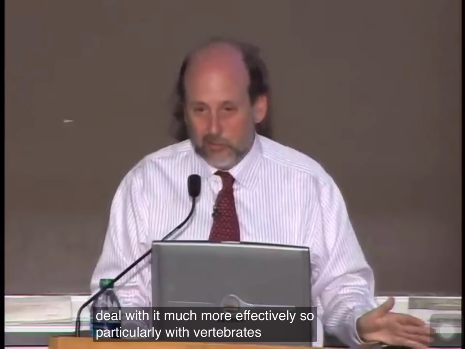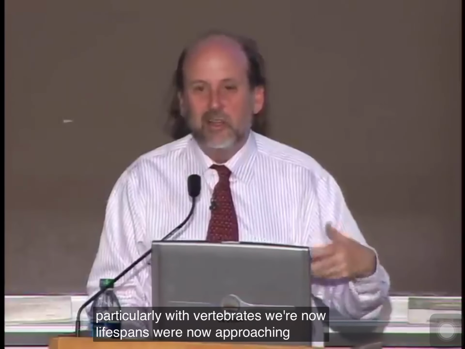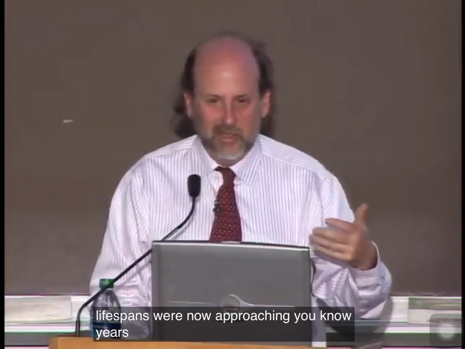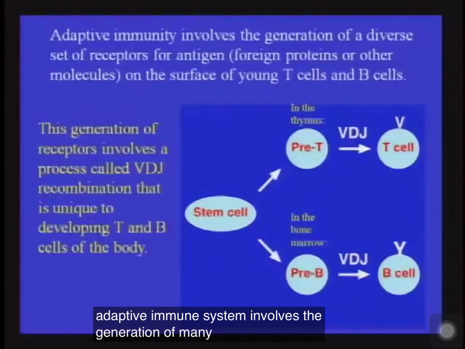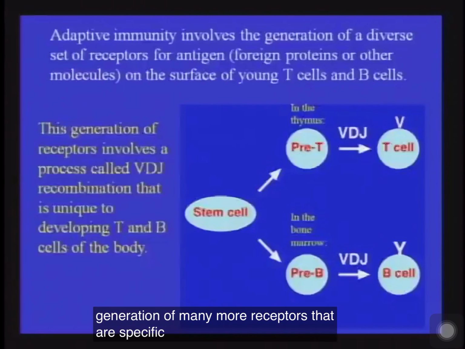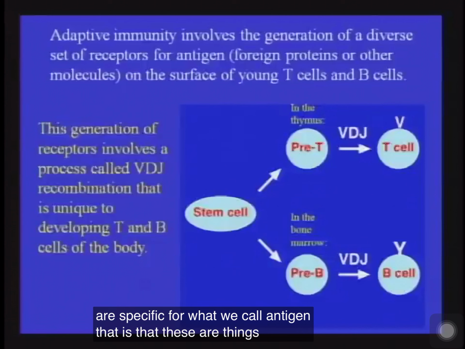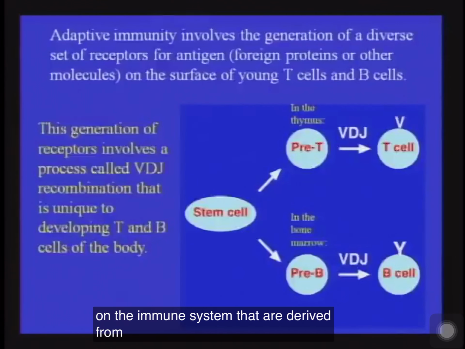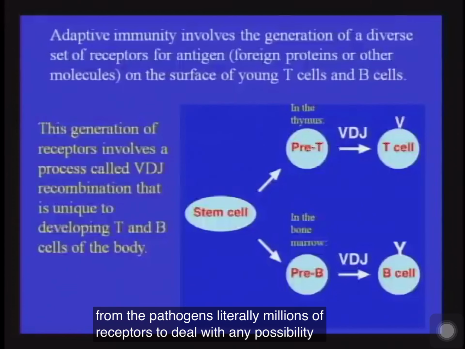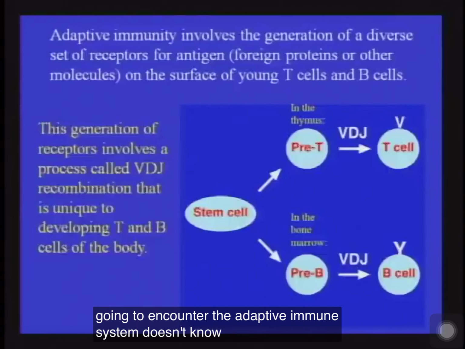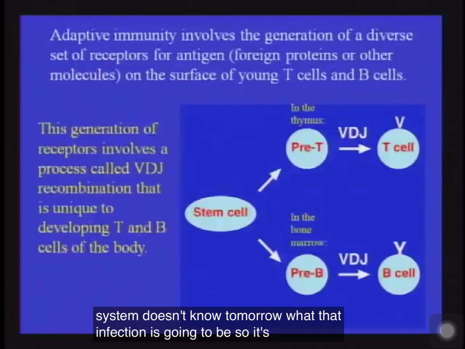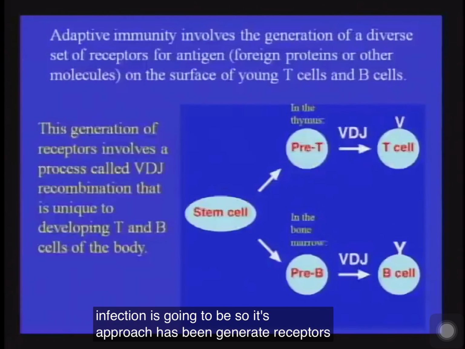So particularly with vertebrates, where lifespans were now approaching years to decades, you could see that there would be a clear advantage. So the adaptive immune system involves the generation of many more receptors that are specific for what we call antigen. That is, these are things that turn on the immune system that are derived from the pathogens. Literally millions of receptors to deal with any possibility of any kind of infection that you're going to encounter. The adaptive immune system doesn't know tomorrow what that infection is going to be. So its approach has been generate receptors for everything.